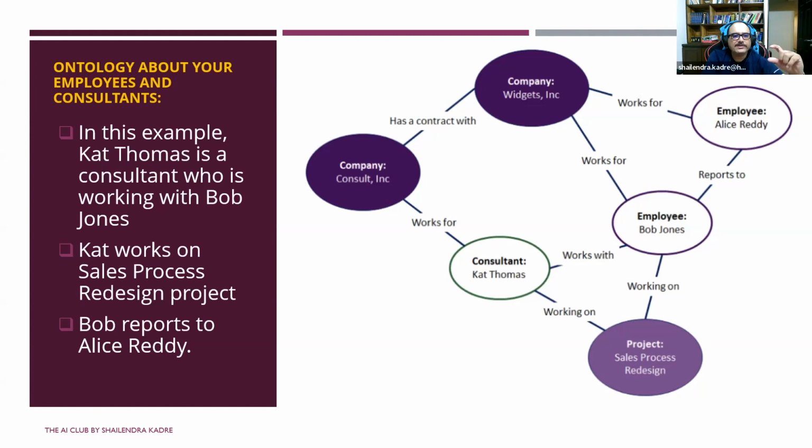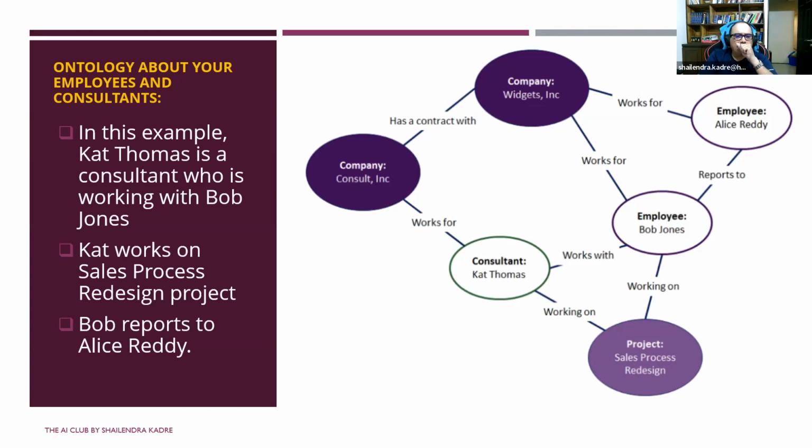Now Kate Thomas is a consultant who is working with Bob Jones. So Bob Jones, you see on the right hand side, employee Bob Jones is written. So Kate Thomas is a consultant who works with employee Bob Jones. So this is knowledge, right? What is the knowledge? Cat Thomas is working with Bob. So this is a piece of knowledge, right? It's information, knowledge. So this is the knowledge representation.